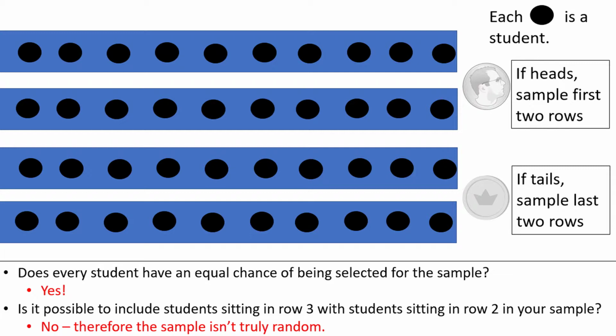The point is, just because you used a random process doesn't mean that you have a random sample. To take a random sample of size 20 here, you should assign all 40 students a number and randomly generate 20 numbers from 1 to 40 to select the students.